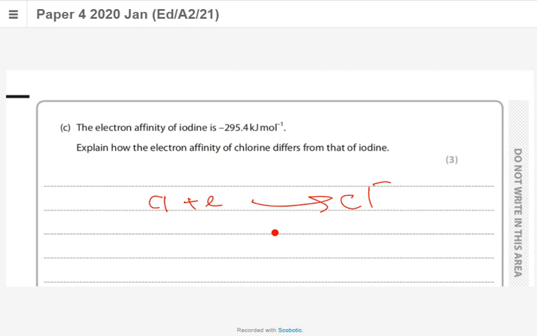As chlorine is a smaller atom, it has a greater attraction for electrons compared to iodine.